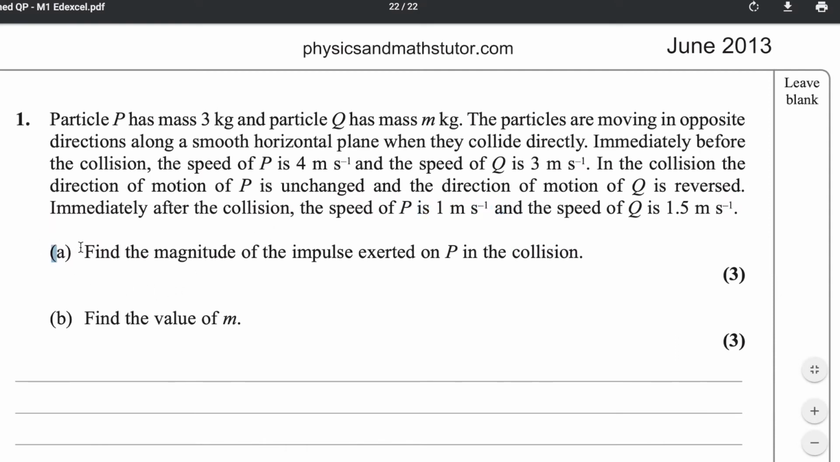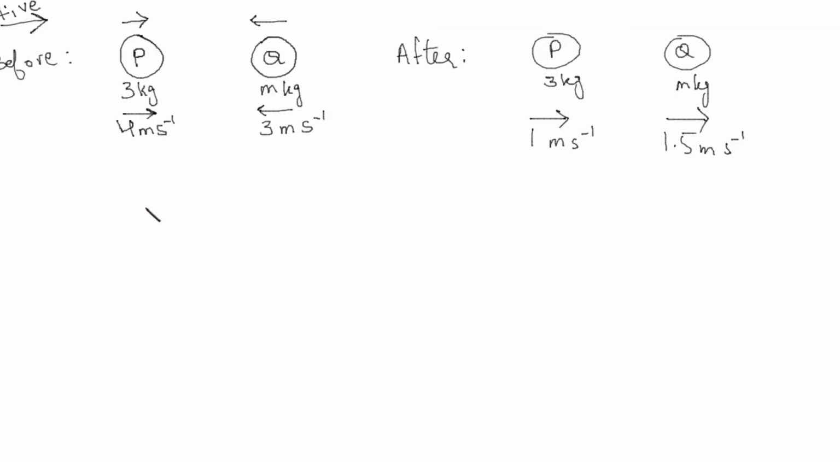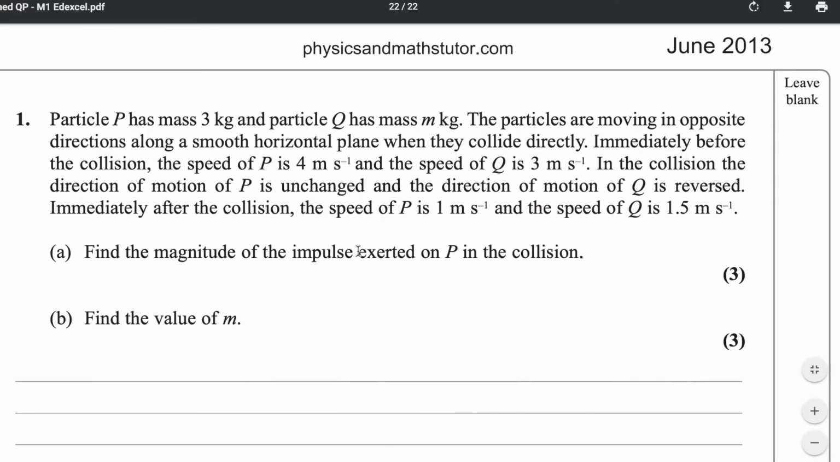Now in part A, they're asking us to find the magnitude of the impulse exerted on P in the collision. If you know the formula of impulse, it is the change in momentum, and momentum is the mass times the velocity, right? So impulse is mv minus mu. And they're asking about the impulse exerted on P in the collision.